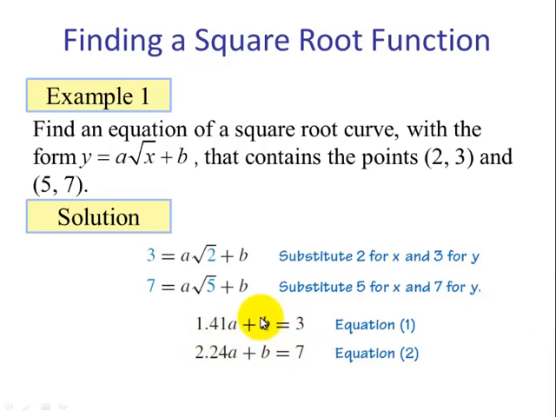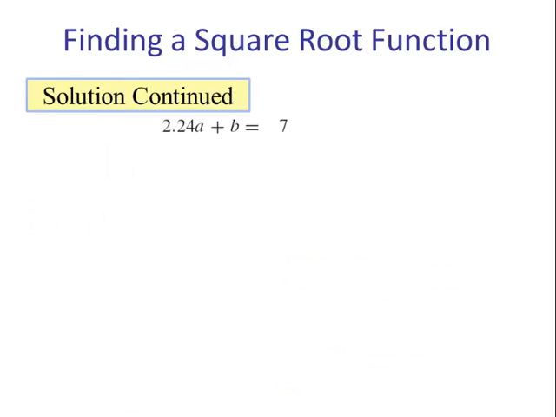So I'm going to take the first equation and multiply everything by -1. This way, when we add up the b's, we'll have a negative b plus a positive b. The b's will cancel. So the first equation multiplied by -1 is this third equation. So we're going to take equation 2 plus equation 3 and solve for a. The b's cancel, so we have 0.83a equals 4.